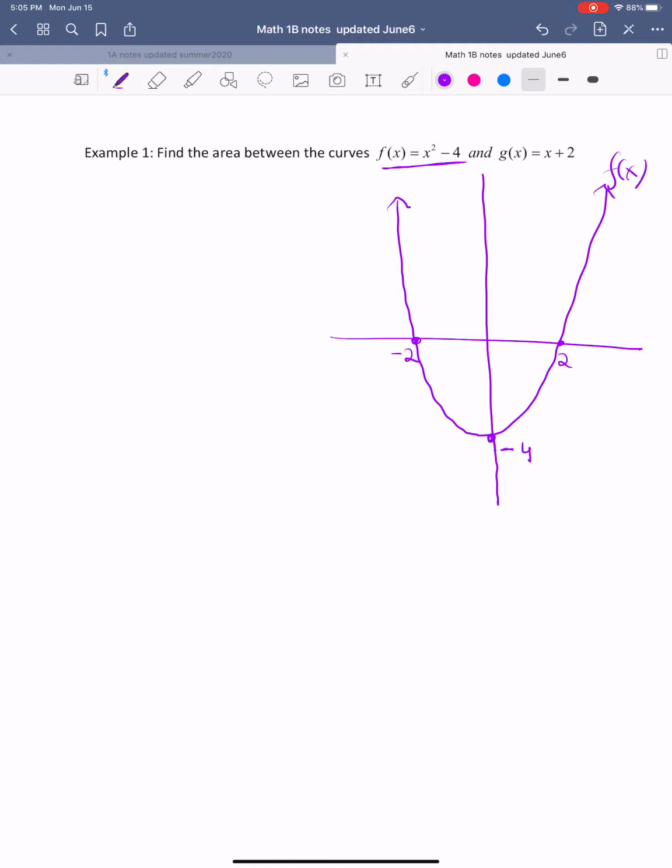Now I need to graph my g of x, which is y equals x plus 2. I'm sure you do know that g of x and f of x is the same thing as y. They are the same things. So y equals x plus 2 is a line that starts at 2, go up 1 over 1.